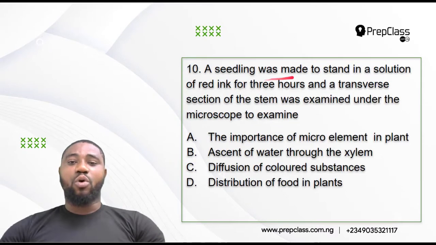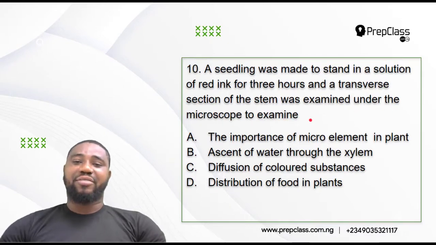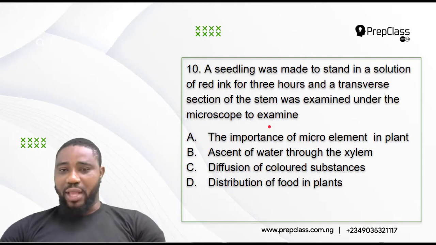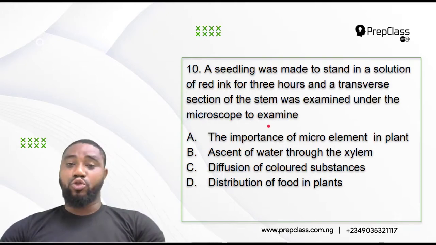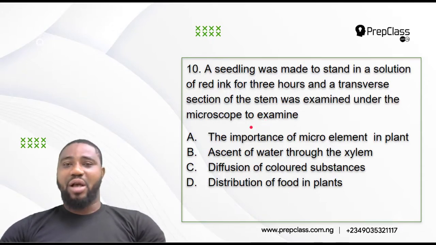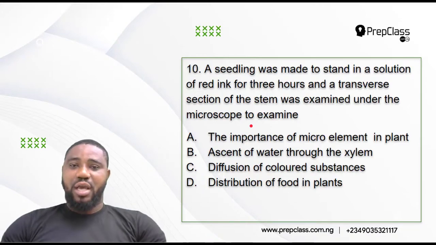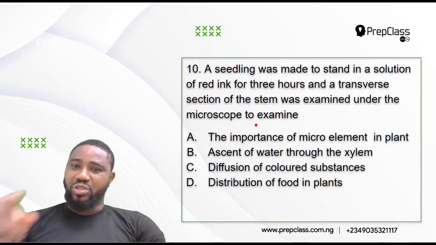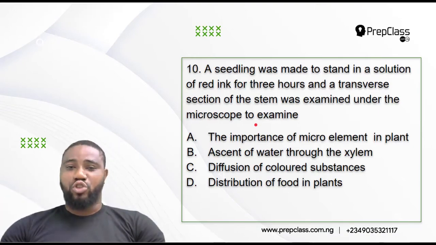Question 10. A seedling was made to stand in a solution of red ink for 3 hours, and a transverse section of the stem was examined under the microscope after they removed that seedling. The red ink should be eosin solution. Of course, you know that water will enter from the root to the stem of the plant. So after about 3 hours, they remove that plant, cut it, and remove a portion of that stem and view it under a microscope to see what happens in the internal structures of the stem.